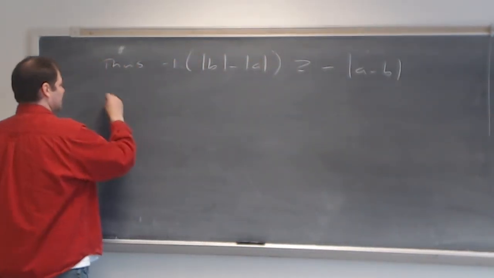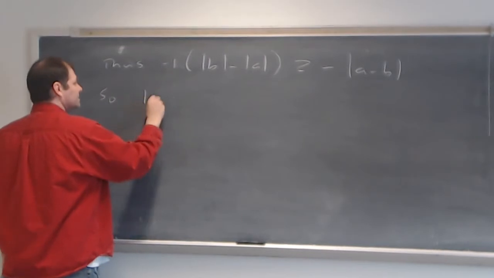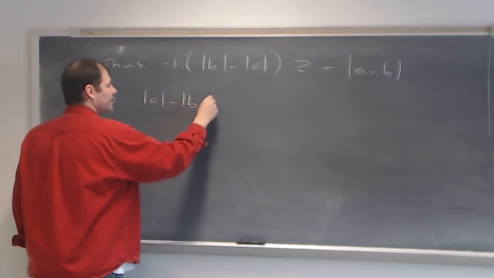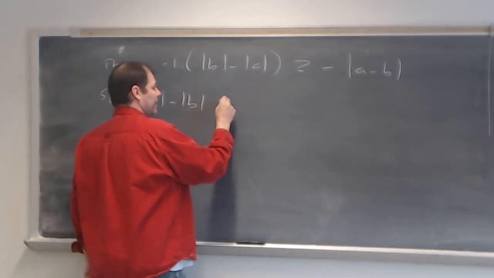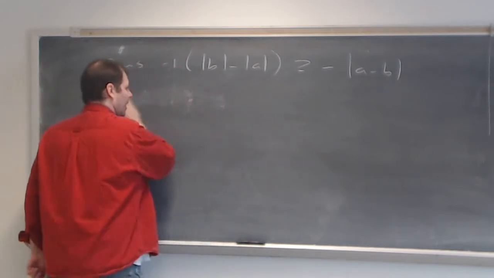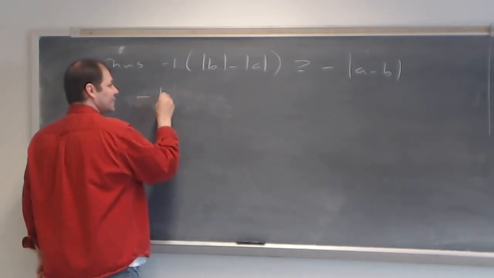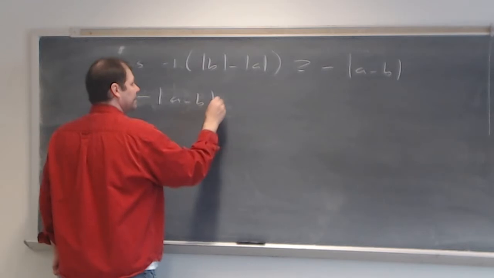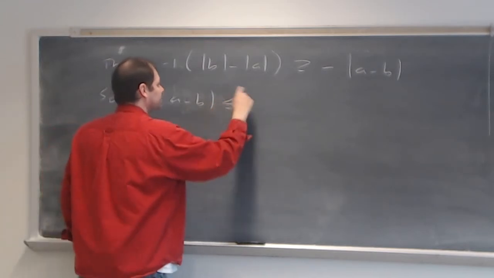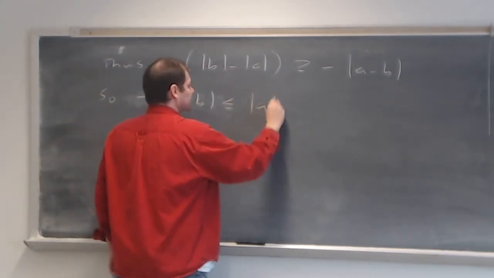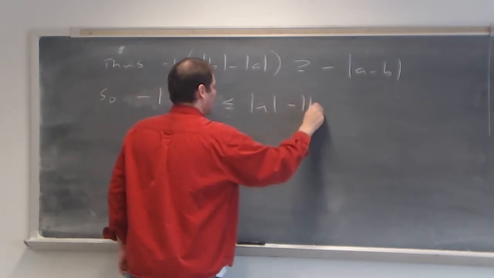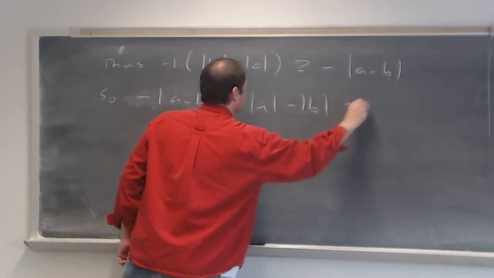If you distribute this minus 1, what we get is the absolute value of A minus the absolute value of B is going to be greater than or equal to, or I'll rewrite it this way. I'll write down the smallest thing first. So minus the absolute value of A minus B is going to be less than or equal to, this side here is going to be the absolute value of A minus the absolute value of B. I'm going to star it, double star.